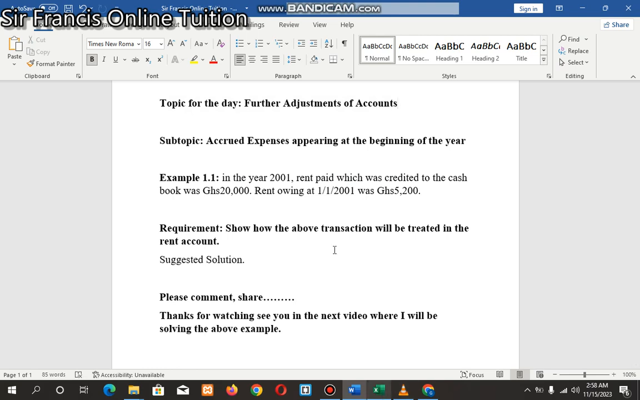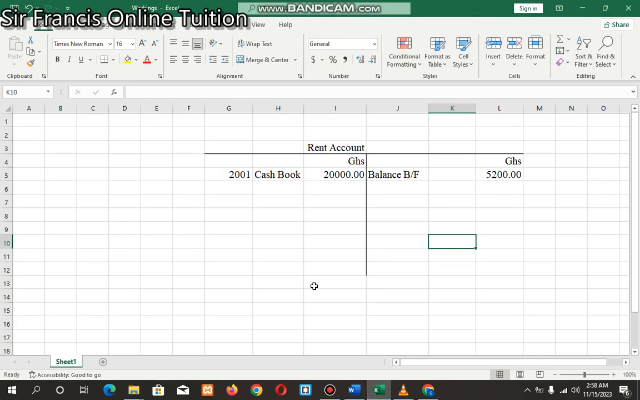If you don't have the question, you can pause the video and copy it somewhere and try your hands on it. So this is how we can present this transaction in the T account.